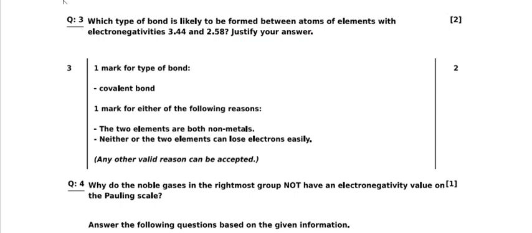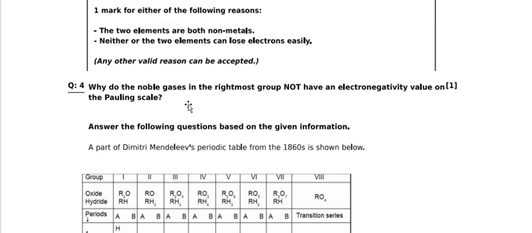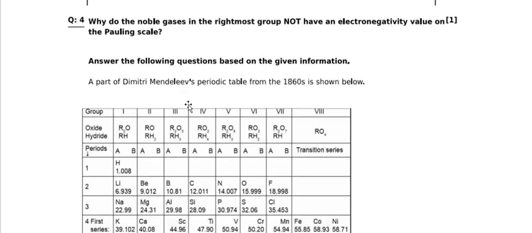The next question on your screen from this chapter, periodic table, is question 4. Why do the noble gases in the rightmost group not have an electronegativity value on the Pauling scale? Answer the following questions based on the given information. A part of Mendeleev's periodic table from the 1860s is shown below.